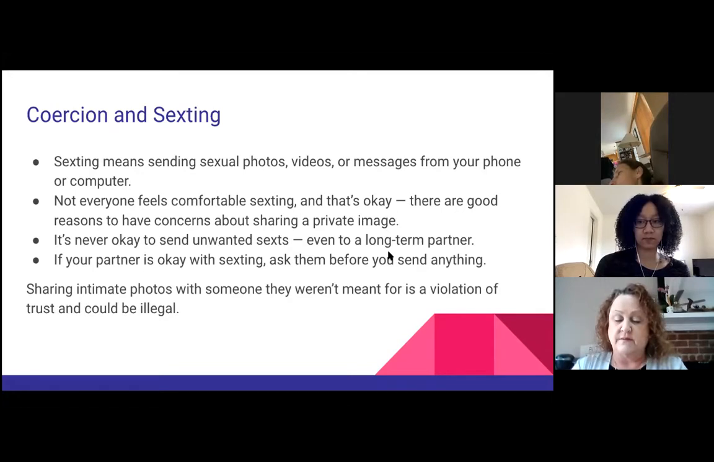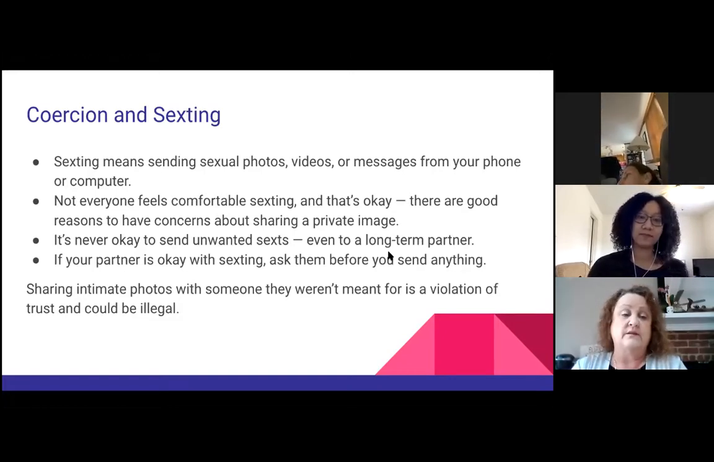And sharing something intimate with someone that wasn't meant for another person is a violation of trust, and it could be illegal, depending on the age and so forth. So it's not just about what you receive, but what you send, and also who you send it to and receive it from. So when sharing intimate photos with someone, just be very cautious and remember that there are guidelines and you always need consent.